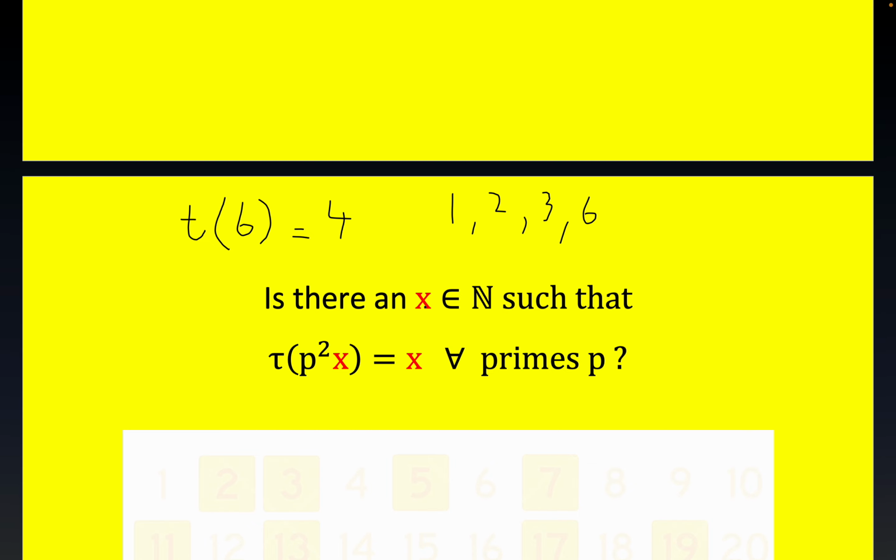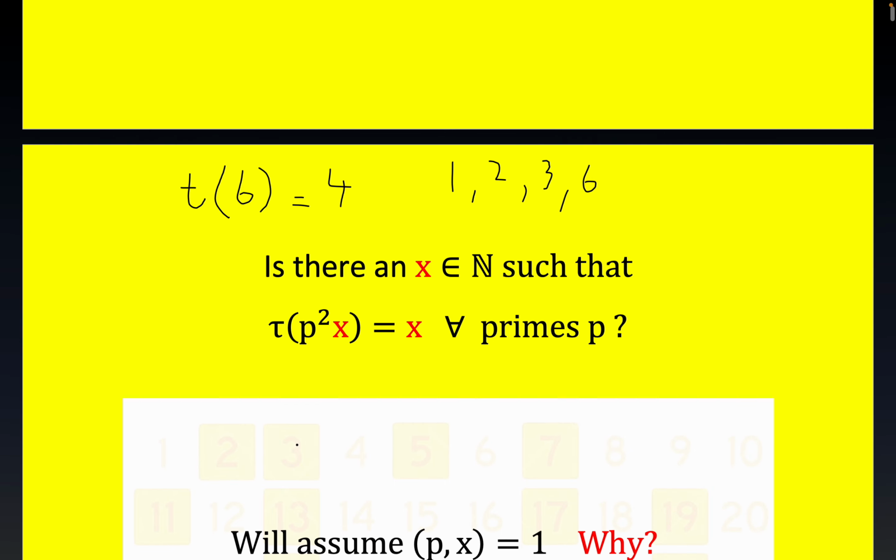Now, this interesting question here: is there a natural number x such that tau at p squared, for any p, is always equal to x? This certainly wouldn't be true if it was a real valued function. It would be the identity function. But it turns out the answer is yes to this with a slight caveat. Now let's take a look at a couple of properties of this tau function.